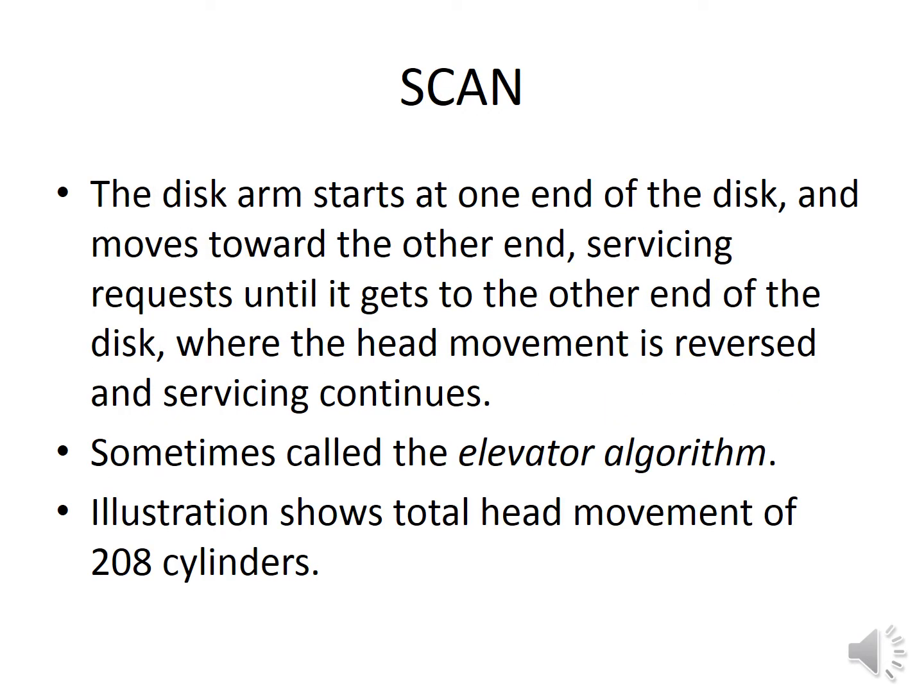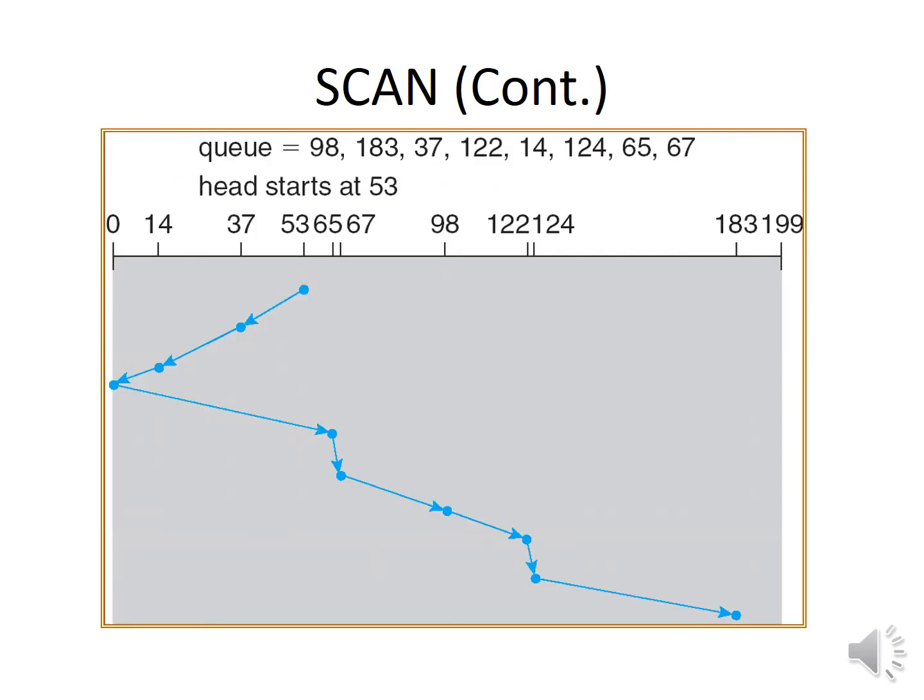SCAN. The disk arm starts at one end of the disk and moves towards the other end, servicing requests until it gets to the other end of the disk, where the head movement is reversed and servicing continues. Sometimes it is called the elevator algorithm. The illustration shows the total head movement of 208 cylinders. The same data is shown along with the SCAN algorithm.